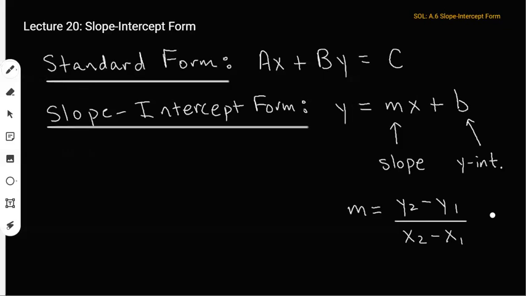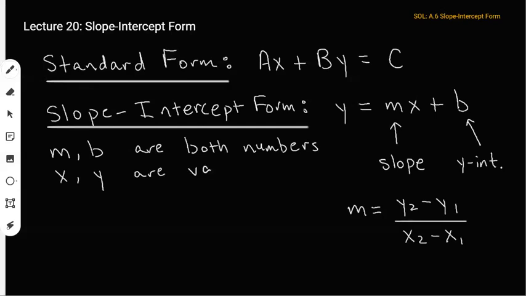M and b are both going to be numbers. Those are the only two that are going to be numbers because x and y are just going to be x and y. They are variables. So I'll write that down too. X and y are variables. The x value and the y value.